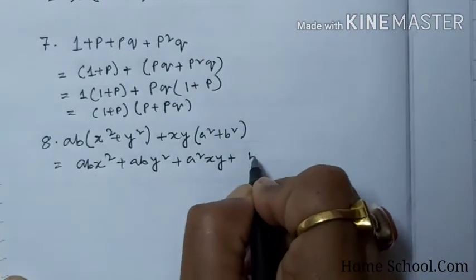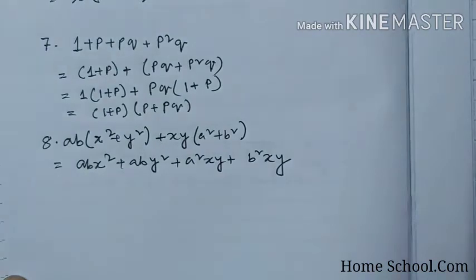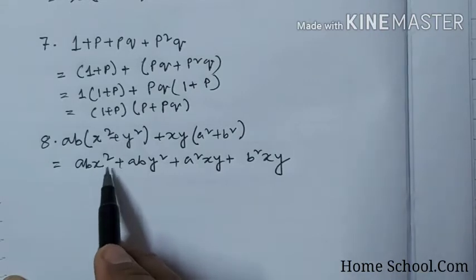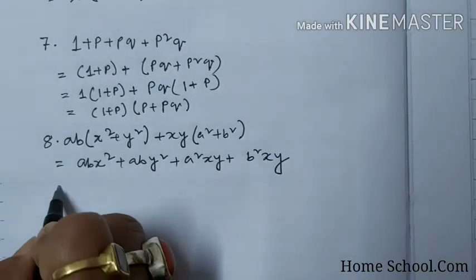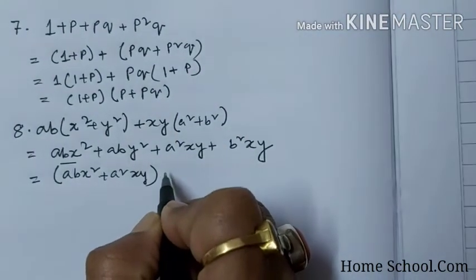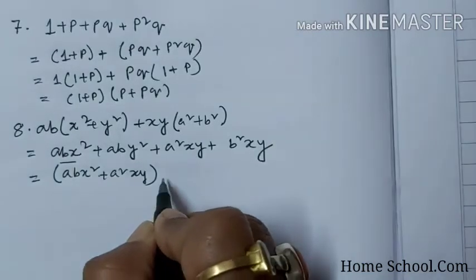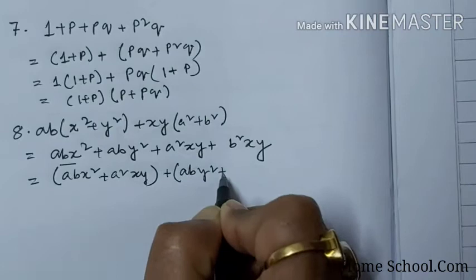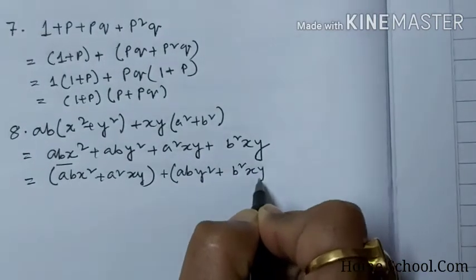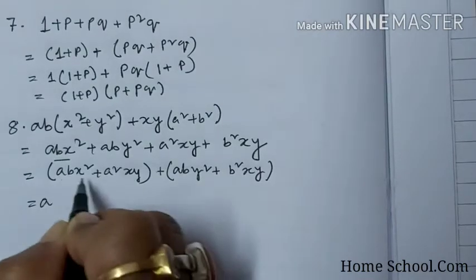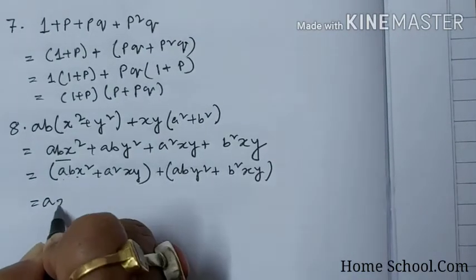Now you have to group in such a way that whenever you are doing factorization, within the bracket there is no exponent. So you have to group in a different way: abx square and a square xy in one group, and aby square plus b square xy in another. Now you can take a common and x common.